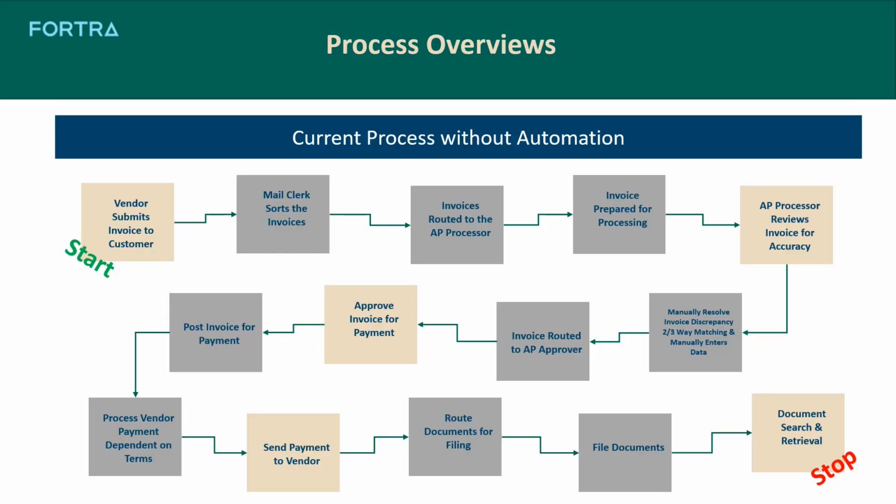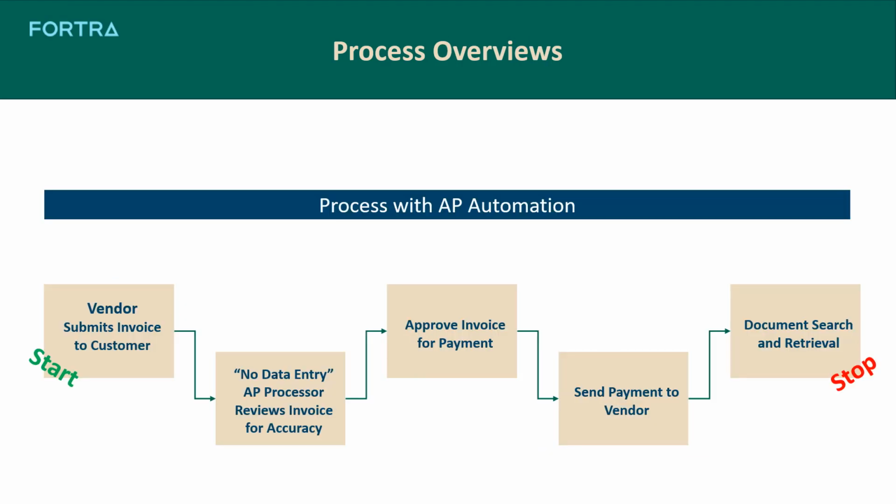Now look at the current AP process without automation. It looks something like this, right? In this process flow, there are 14 steps start to finish, from vendor submits invoice to customer, all the way down to routing documents for filing, and then document search and retrieval. So there's a whole bunch of stuff in the middle of this process.